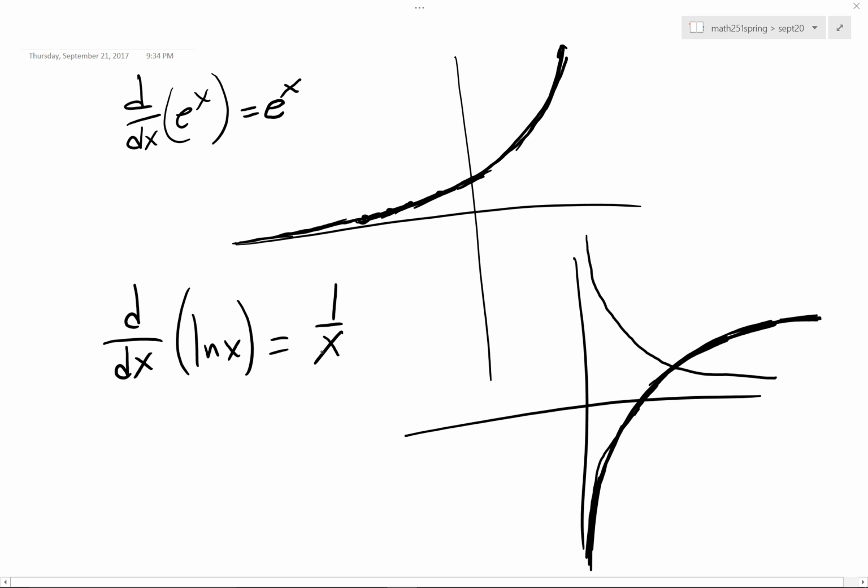Now you're like, well, 1/x is over here too. You're not wrong. But by definition, the ln of x has a domain of x is greater than 0. So its derivative will share that same sort of domain. In other words, it will not show up over here at all. Okay?